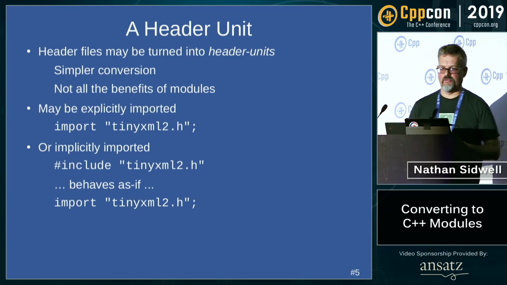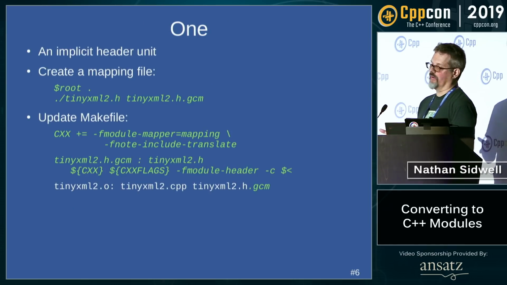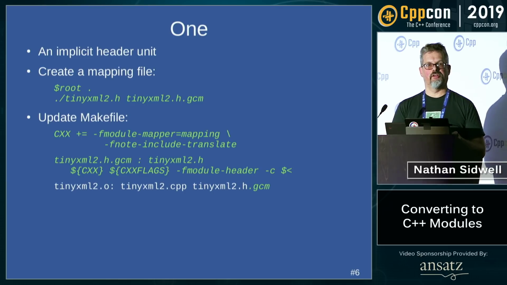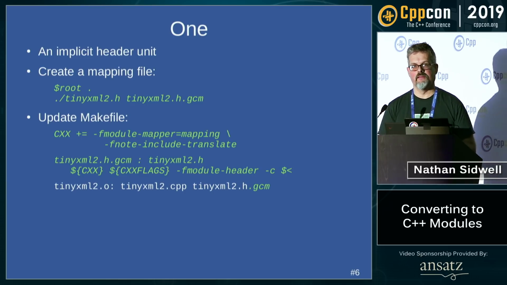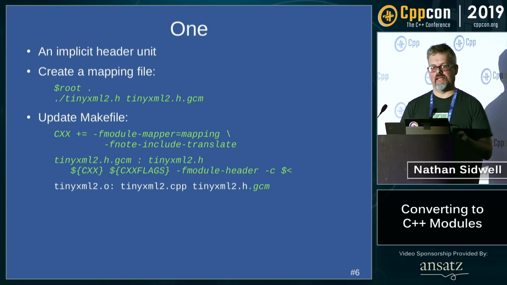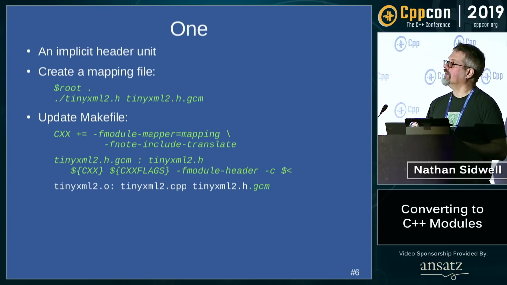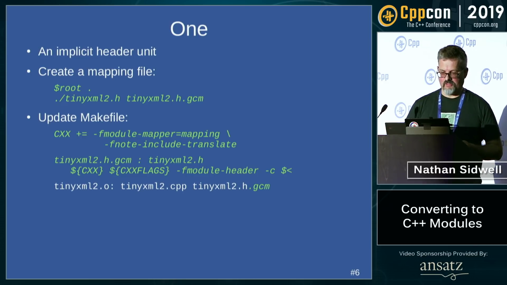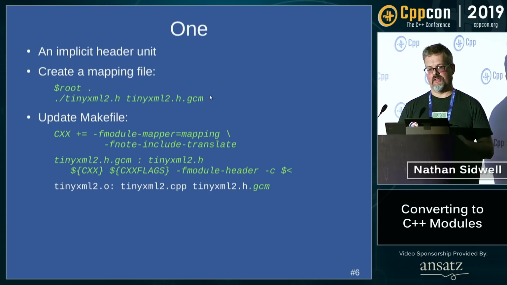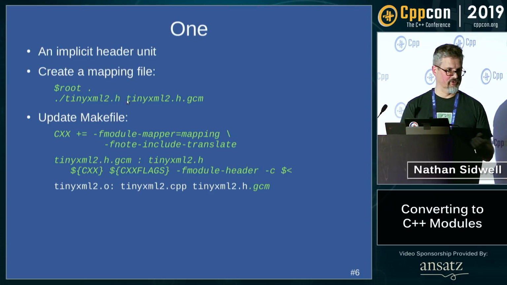So, how do we do this? Step one is we're going to turn tiny XML2 into a header unit. Now, the first thing that I need to do is create some kind of representation of how the file names relate to module names. And that's called a mapping file in the GCC implementation.